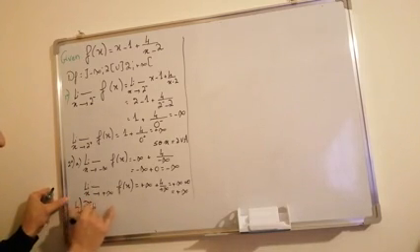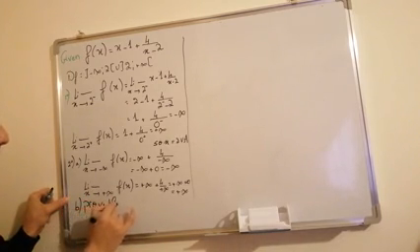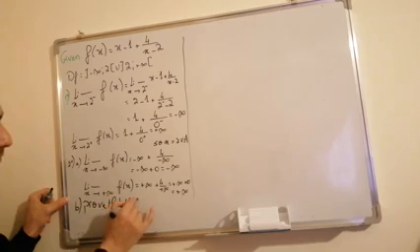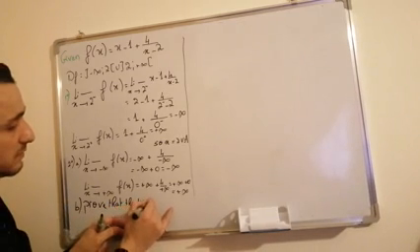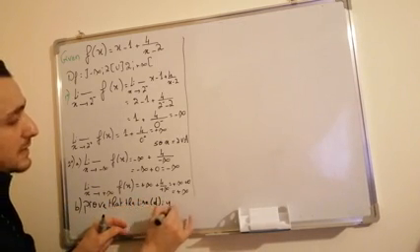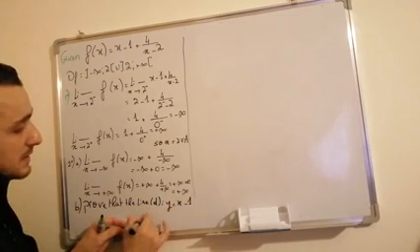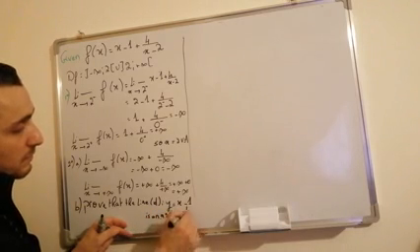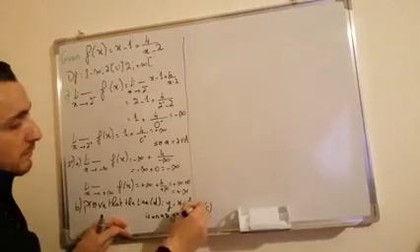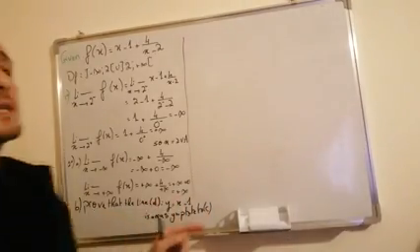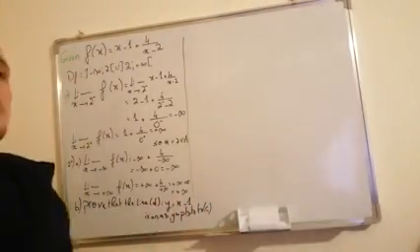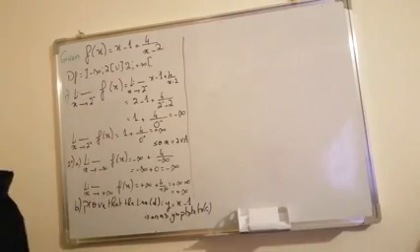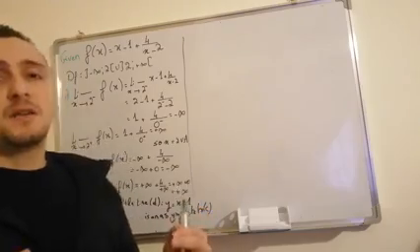Prove that the line of equation y equals x minus 1 is an asymptote to C. Okay? This line is a relation between y and x, so it's neither a horizontal line nor a vertical line.